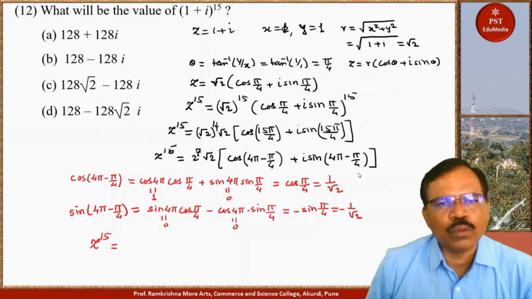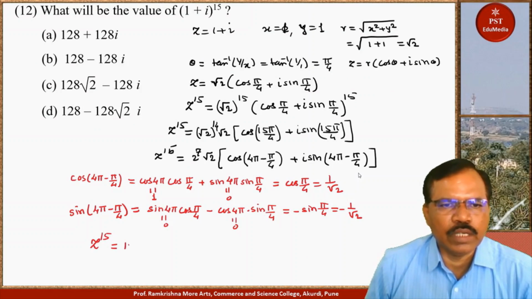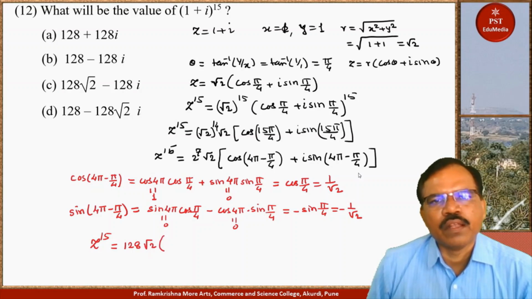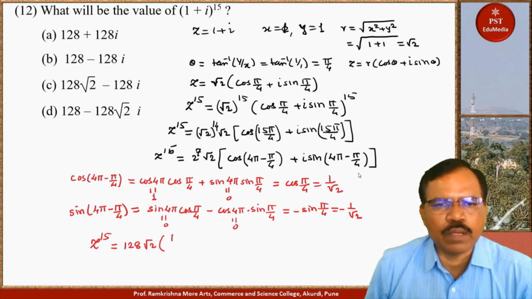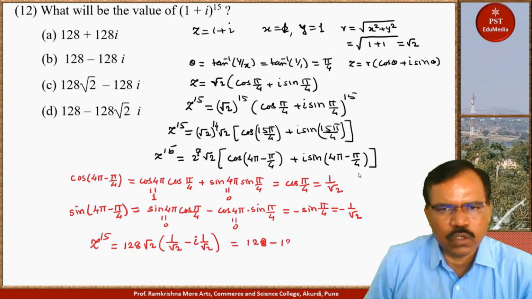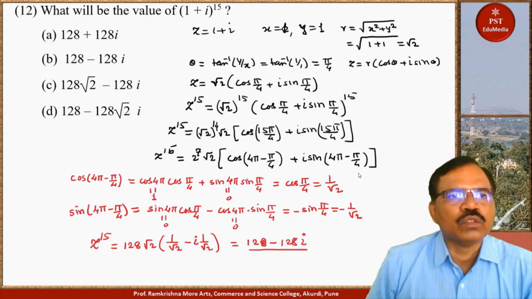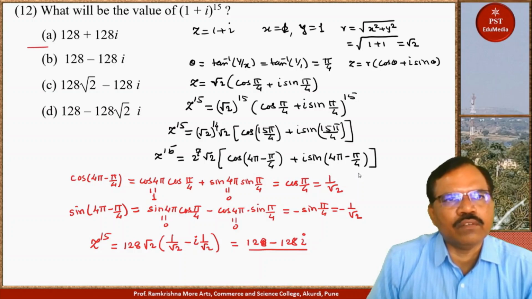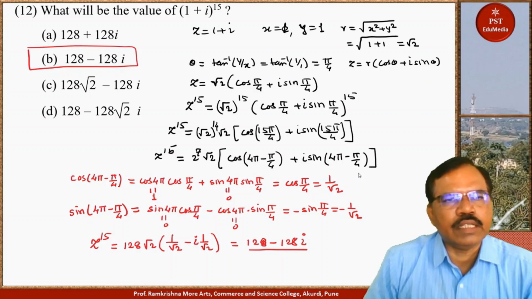So z raised to 15 is equal to, now 2 raised to 7 comes out to be 128 into root 2 in bracket. Now cos 15 pi by 4 we got 1 upon root 2, minus i 1 upon root 2, that is sine 15 pi by 4. So we get here root 2 will get cancelled. So we'll get 128 minus 128i. So this is the 15th power. So the second one is correct.